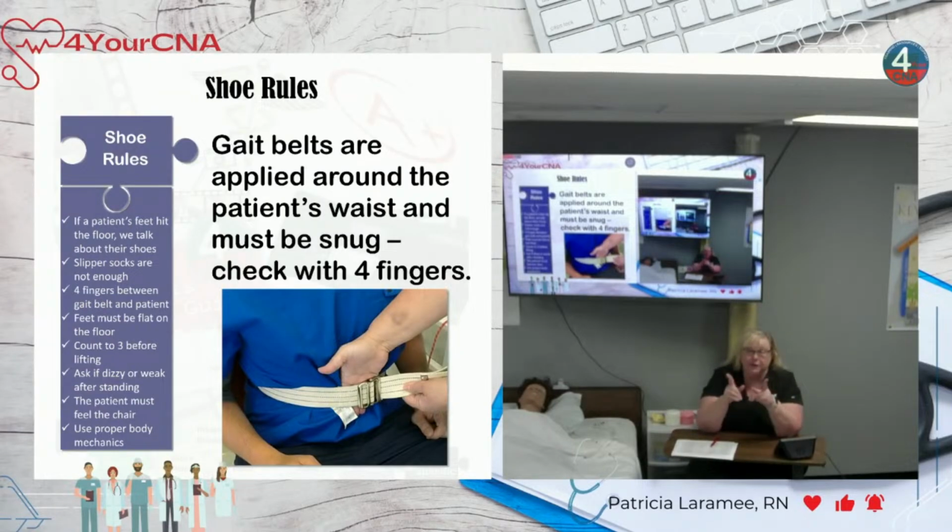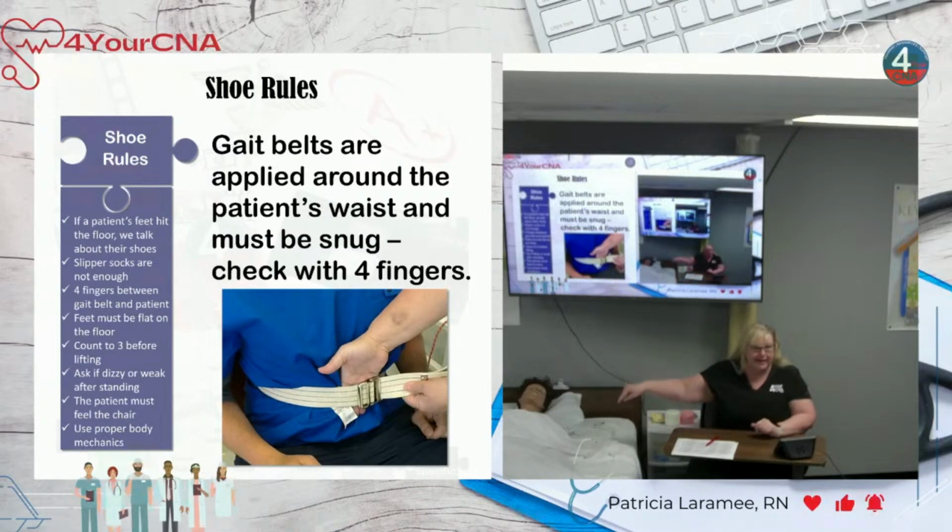But if you remember with ambulate, I said that they had to feel that chair behind them before we asked them to sit. This is no different. They have to feel that chair. So what I don't want to do is pick somebody up, pivot them around, and have to hold them while I ask them, can you feel the chair behind you? Because that's way too long for me to hold somebody.